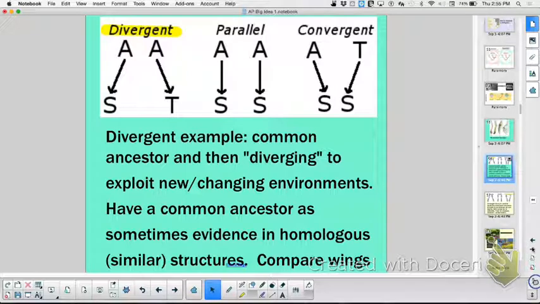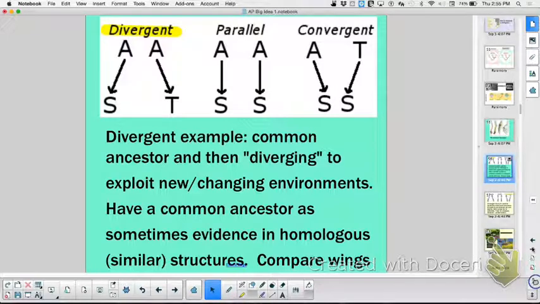Okay, so let's look at the different types of evolution. A is the ancestral species in all of these situations. So take a look at this first one. Why don't we have our old biobuddy explain this one? Divergent. Go ahead. Divergent is where you have the common ancestor, but you diverge, so you adapt to your environment.